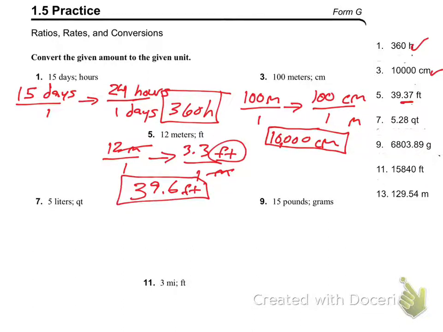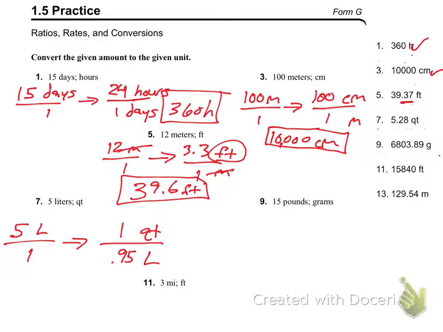All right, 5 liters to quarts, so I'll have 5 liters over 1. I want to put that into quarts, and liters are going to be on the bottom. I believe there's 4 quarts in a liter. It's been a while. Let me check this. All right, 1 quart is 0.95 liters.